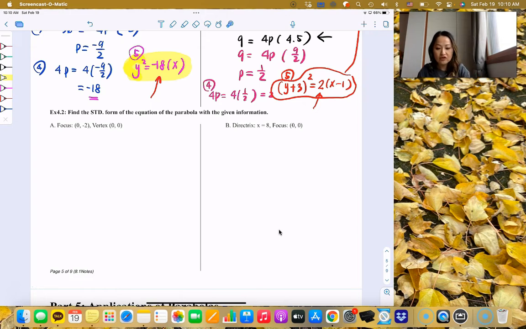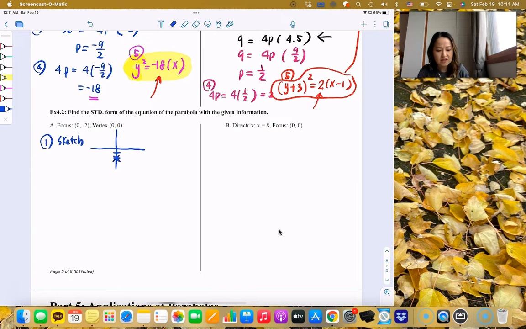Okay, but you know what I like to do first? Well, you should probably think about what you would do first for your benefit. But I'm going to teach you my method, but you could probably come up with a better method for yourself. First thing I like to do is take this information, let it sink in, and then sketch it. I like to sketch. And I'm thinking, oh, focus is 0, negative 2. So I'm just kind of like, focus is 0, negative 2.